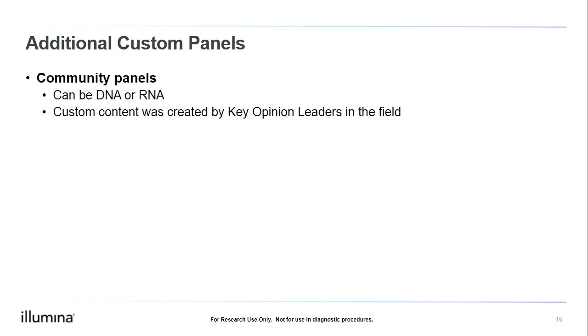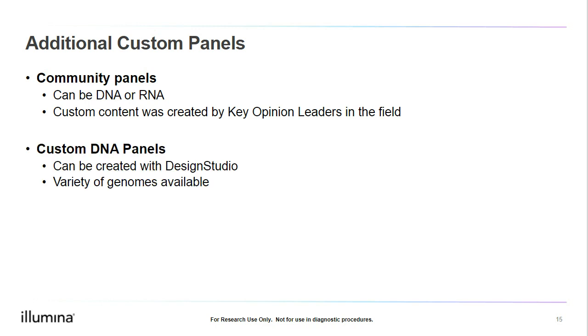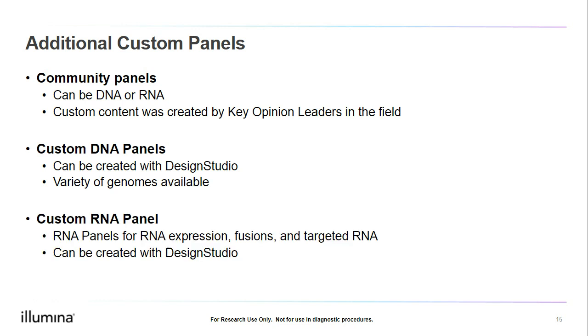We have additional community panels available, which have been created by key opinion leaders in their field. Some examples of the available community panels include Canadian Inherited Cancer Panel, Antimicrobial Resistance Research Panel, and Autism Research Panel. We can also create custom DNA AmpliSeq panels using Design Studio, targeting not only the human genome, but other species as well. Design Studio can also be used to create custom RNA panels for the human genome. There are options for RNA expression, fusion, and targeted RNA panels.